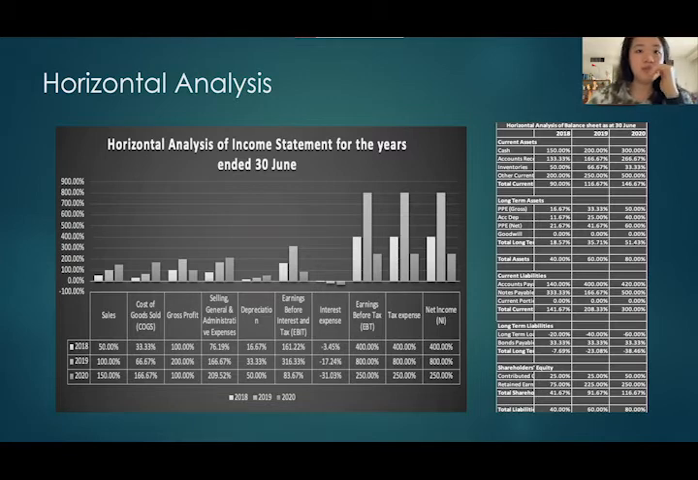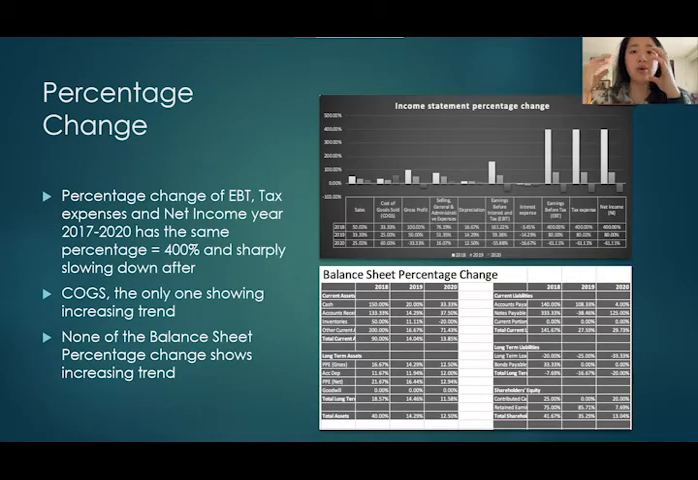The next one, percentage change. What is that? Percentage change is the change in the value divided by the absolute value of the original value. Why don't we have 2017 in this case? Because we don't have the data of 2016 to compare to the year 2017. As you can see here, the percentage change of EBT, tax expenses, and net income from 2017 to 2020 has the same percentage, which is 400%, and sharply slows down after.